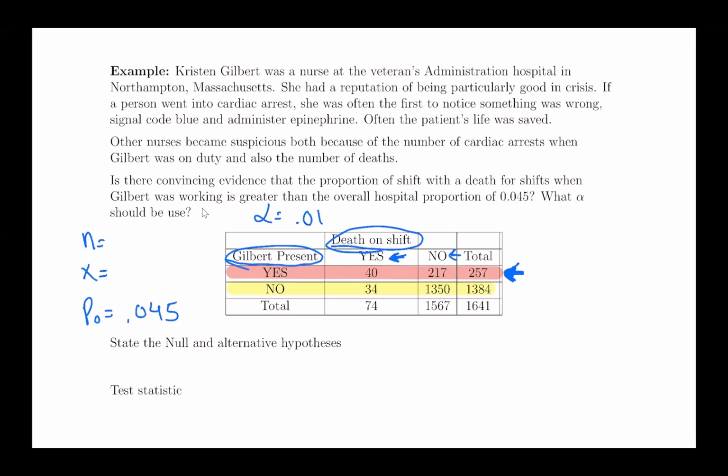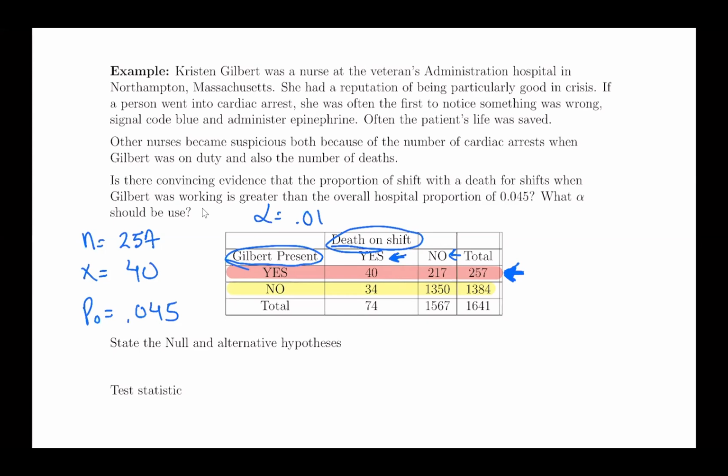So how many shifts did they actually get from Kristen Gilbert? Well, they got 257 shifts that she worked on. Of those 257 shifts, how many times did somebody die during her shift? Is that 40? 40, perfect, good. So the 257 just represents how many shifts they were able to record, and the 40 represents how many times somebody actually died during that shift.